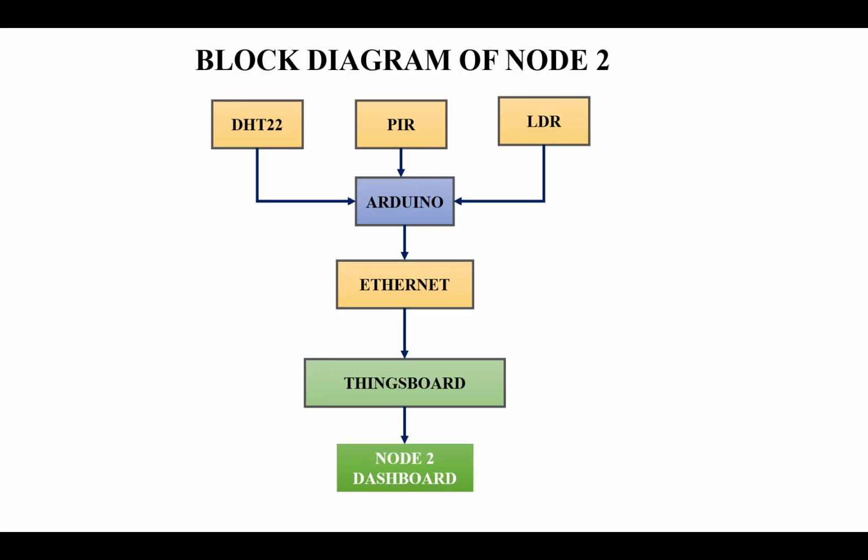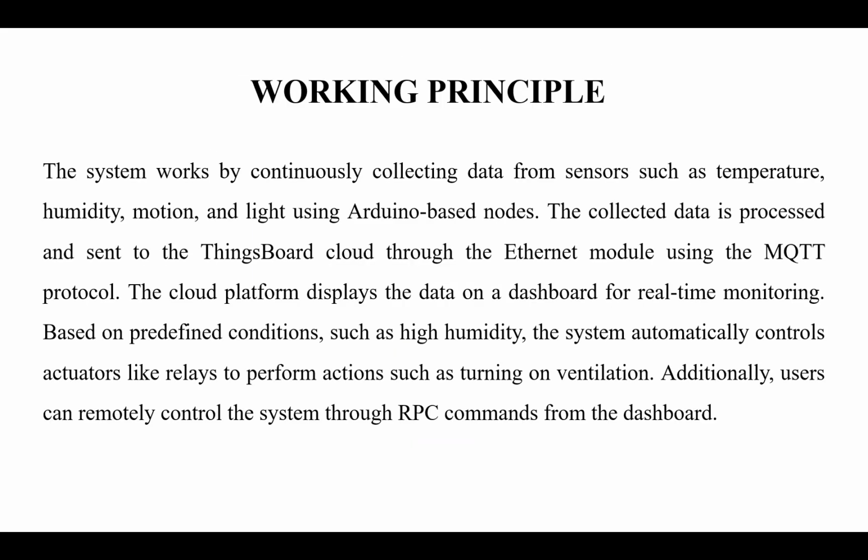which is displayed on the Node 1 dashboard. Next, Node 2, which is also called the warehouse. It consists of three sensors: a DHT22 sensor, a PIR sensor, and an LDR sensor, which are integrated with Arduino, where Arduino is integrated with Ethernet to connect to the internet. From the internet cloud, the data is pushed to ThingsBoard and displayed on the Node 2 dashboard.